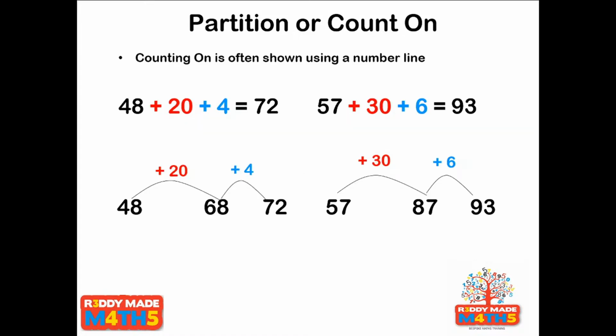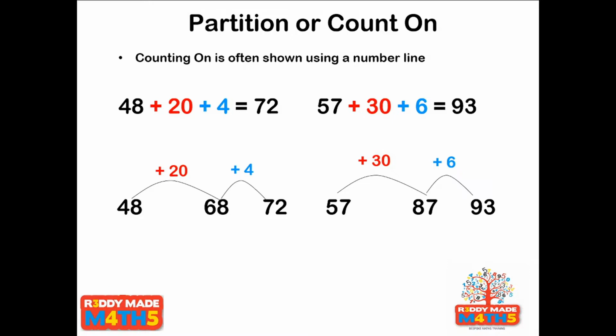As we also saw, counting on can be shown using a number line. That can just be a quick sketch. It doesn't need to be particularly neat, as long as the children can show that what I'm doing is a two-step calculation. I'm kicking off with 48, I'm adding the 20, I'm adding the 4. I'm starting with 57, I'm adding the 30 to make 87, and the 6 to make 93. That 6 could also be added as 3 and 3 if children prefer to do it that way.